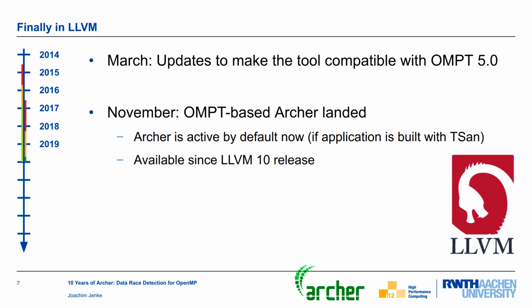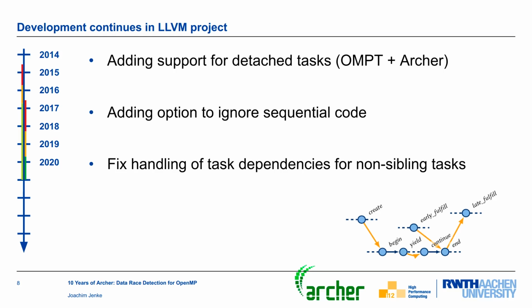If the application is not built with TSan, so if you don't want to do data race detection, then Archer is silently off. So no performance concerns from that side. The tool is now available since LLVM 10, and if you have any new LLVM installed, you will have Archer available. In the following year, we updated the implementation of Archer, and all the development was done inside of the LLVM project.